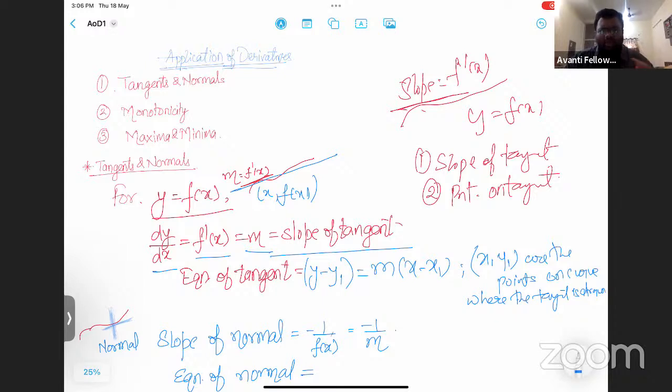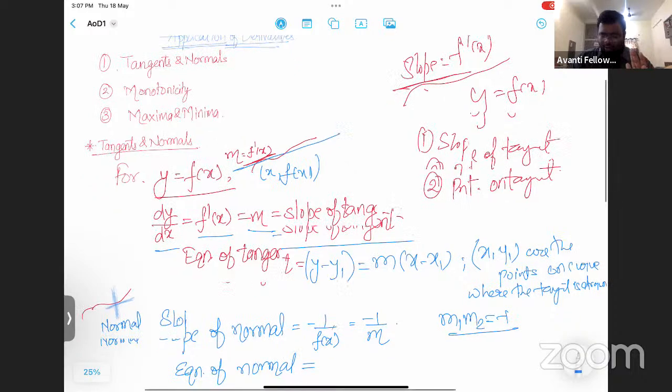Next comes the normal. Normal is basically a line perpendicular to the tangent. This is the basic definition of a normal. Whatever line is perpendicular to a tangent is categorized as normal. So what information do we get from it? That the slope of the normal will be minus 1 times the reciprocal of the slope of the tangent. Why? Because if two lines are perpendicular to each other, their slopes satisfy m1 times m2 equals minus 1. So by using the same information, we find the slope of the normal.